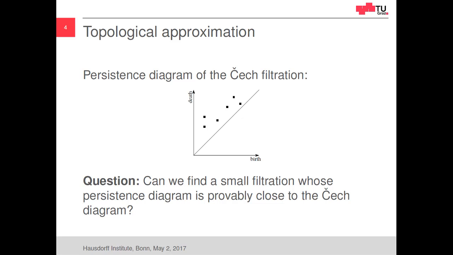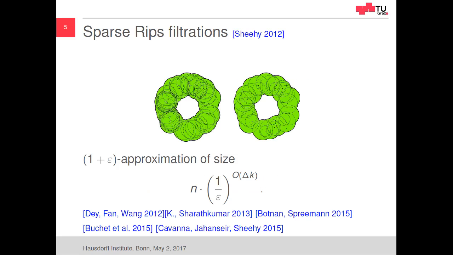Now, the idea is that maybe one way of speeding up is not to compute the exact diagram of the Čech or Rips filtration, but only an approximation. Formally you define approximation in terms of bottleneck distances, but informally, for the diagram you want to compute, there should always be some feature close by. And the hope is that you can find a filtration which has this guarantee and is much smaller than the Čech filtration. And this has been studied, the first work on this was by Sheehy 5 years ago.